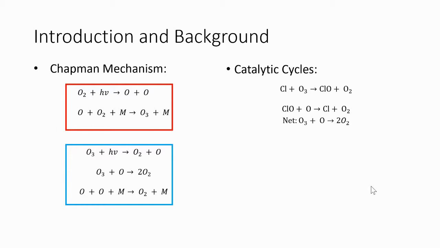Ozone is formed in the stratosphere primarily through the Chapman mechanism, where UV radiation separates ozone molecules, and then we have a recombination to form ozone, which is then destroyed again through UV radiation. But this mechanism isn't sufficient to completely explain the concentration that's seen, and an additional loss mechanism for ozone in the stratosphere is through catalytic cycles. The chlorine cycle, which I've shown here.